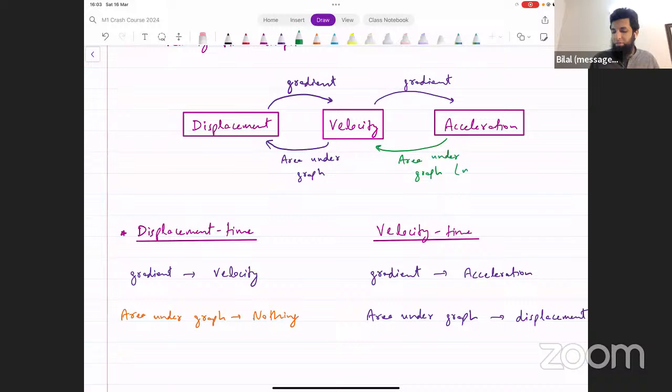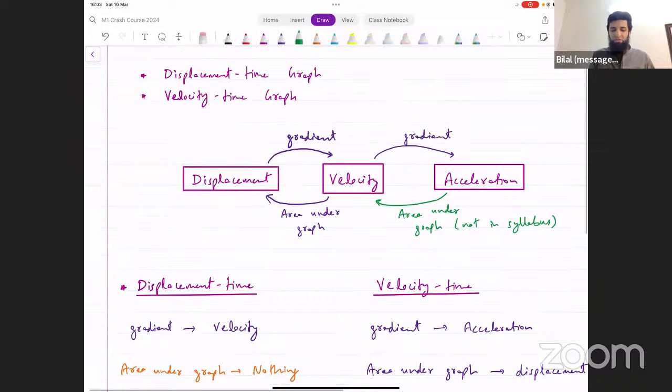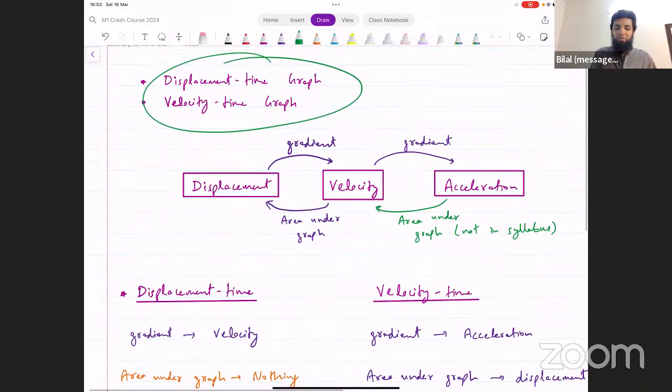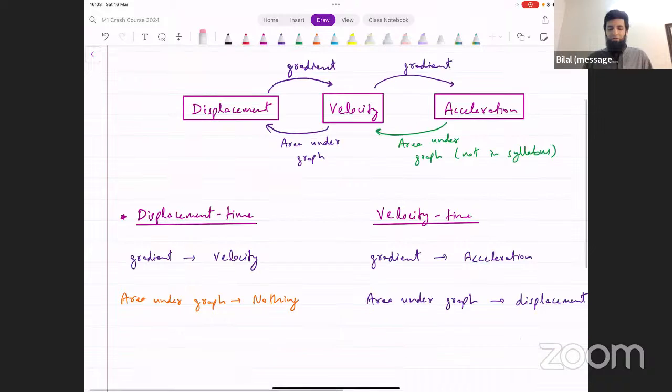But this is not in syllabus because acceleration time graph is not in syllabus. So we will only be dealing with displacement time graph and velocity time graph. For a displacement time graph, gradient gives you velocity, area under graph does not give you anything. For a velocity time graph, area under graph represents displacement and the gradient represents acceleration. That's pretty much all that you need to know about this.